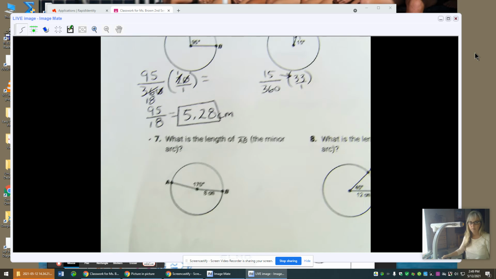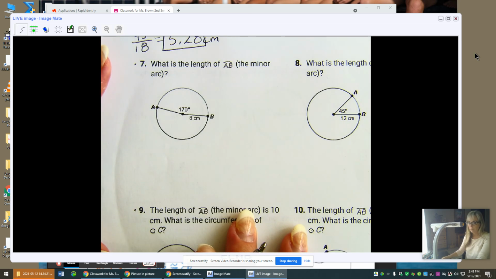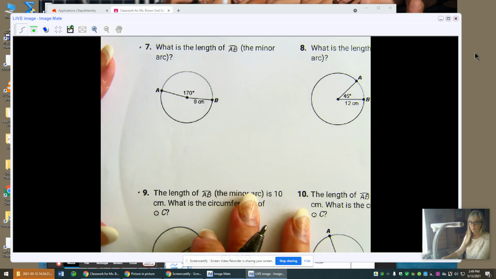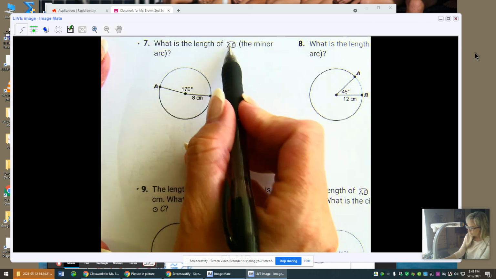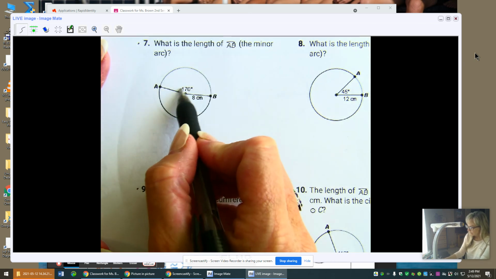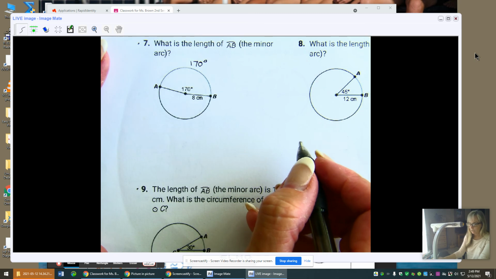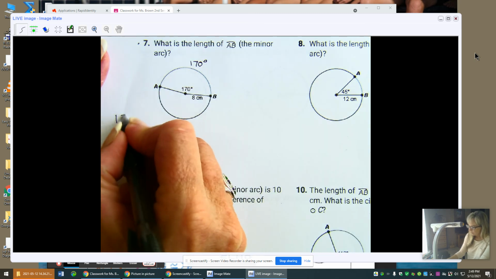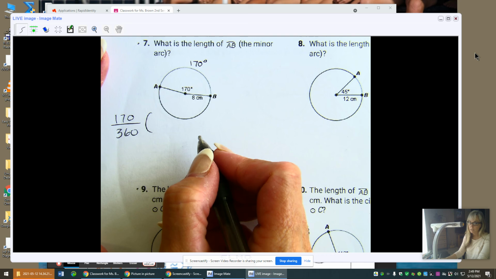Number 7. What's the length? Same problem, but this time they don't give us the circumference. So we're going to have to figure it out. So let's set it up the same though. Let's see, we're looking for AB, that's this. The central angle is 170, which means the arc measure is 170 also. So we have 170 over 360 times the circumference.